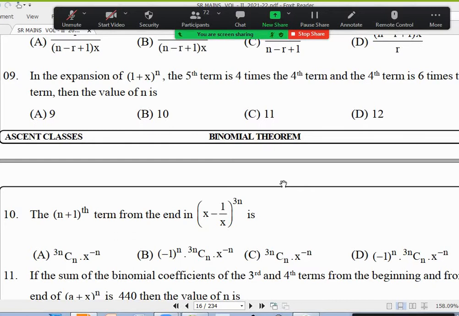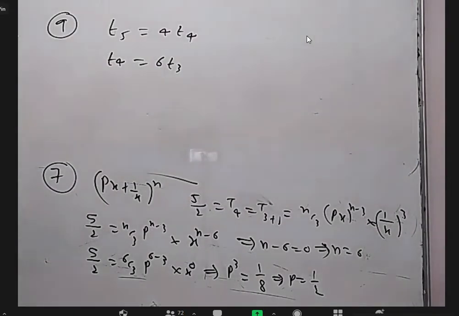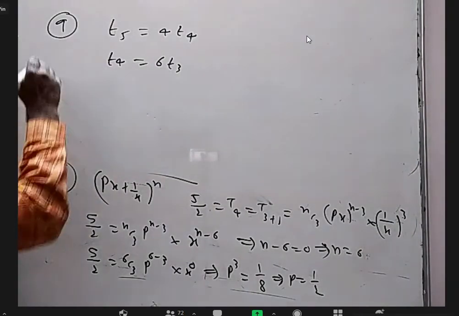Okay, 9th one, what do they say? 5th term is 4 times the 4th term. T5 is 4 times the 4th term. And the 4th term is 6 times the 3rd term. So to find n value and x value, 2 equations and 2 answers. 1 plus x whole power n.